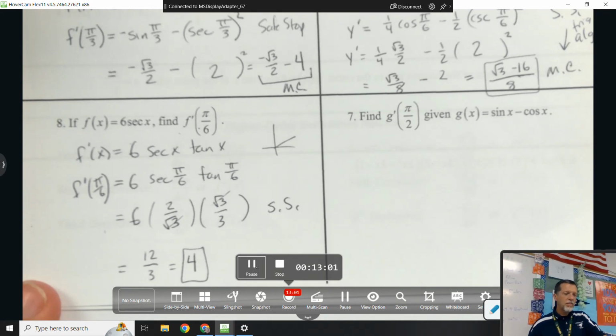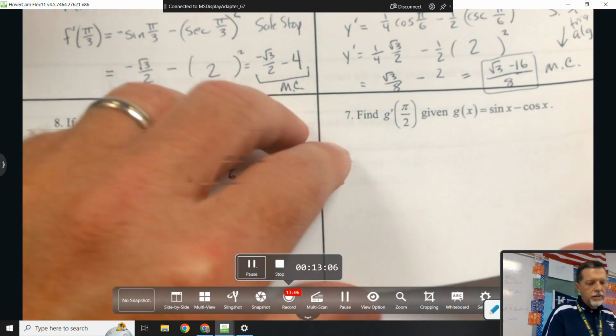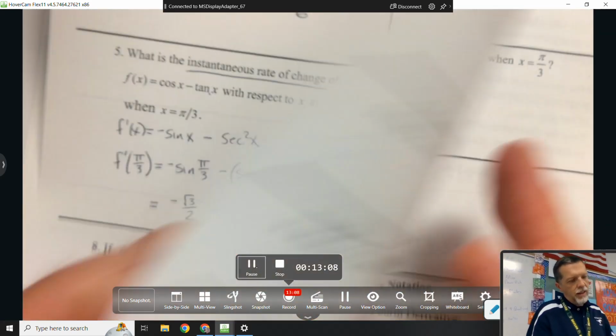Let's skip 7 because it's the same thing. Take a derivative, plug in pi over 2. And that's it for today.